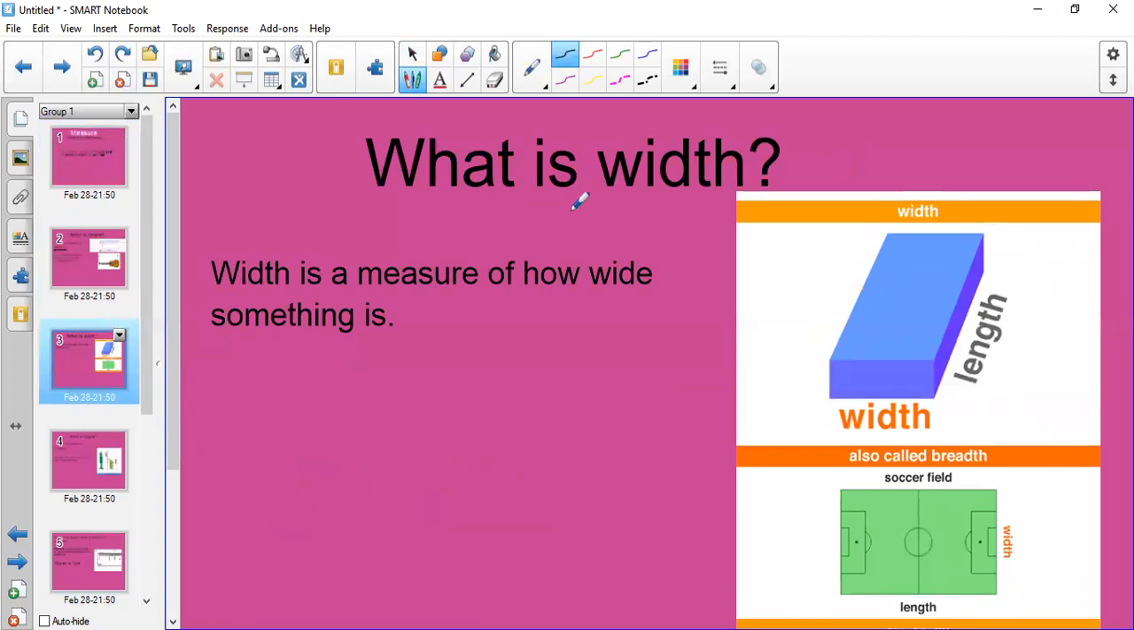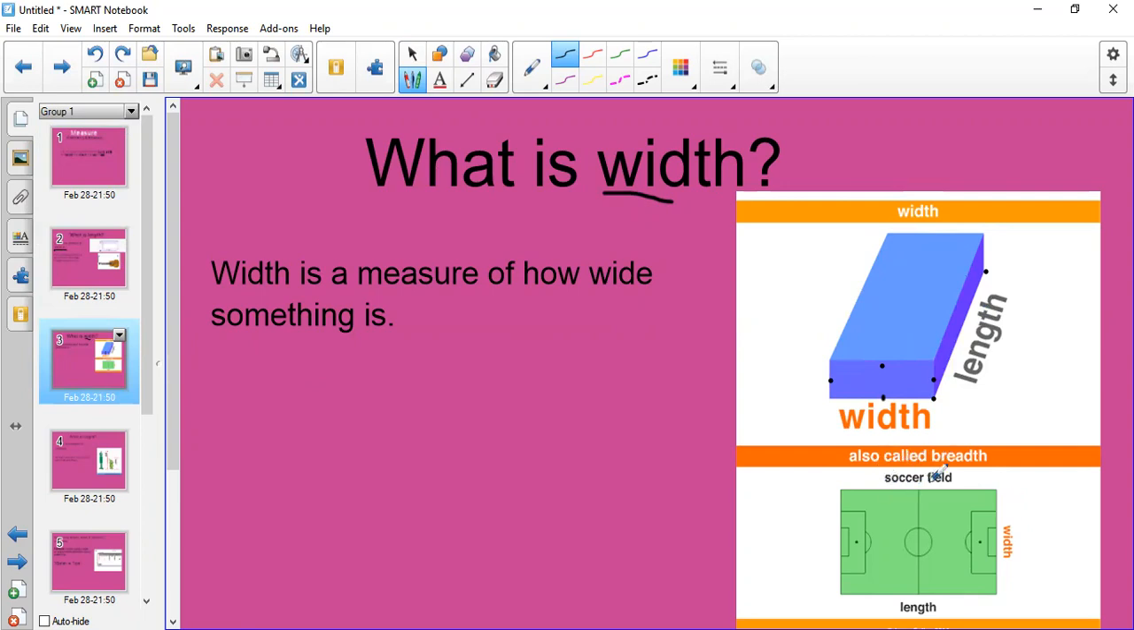What about width? Well, it kind of says in its name, width is a measurement of how wide something is, or maybe how thick something is. For example, here's another cuboid, a 3D shape. We've got its length from one side to the other. Now, width, again, is how thick it is. So it would be possibly from here to here, or from here to here, measuring its width.